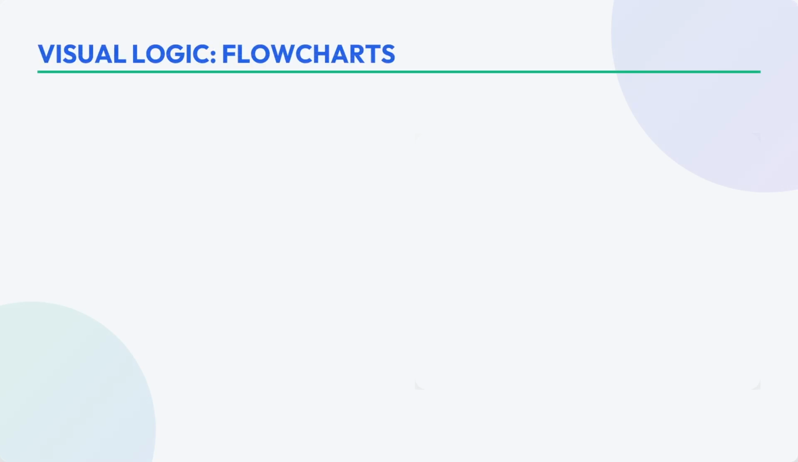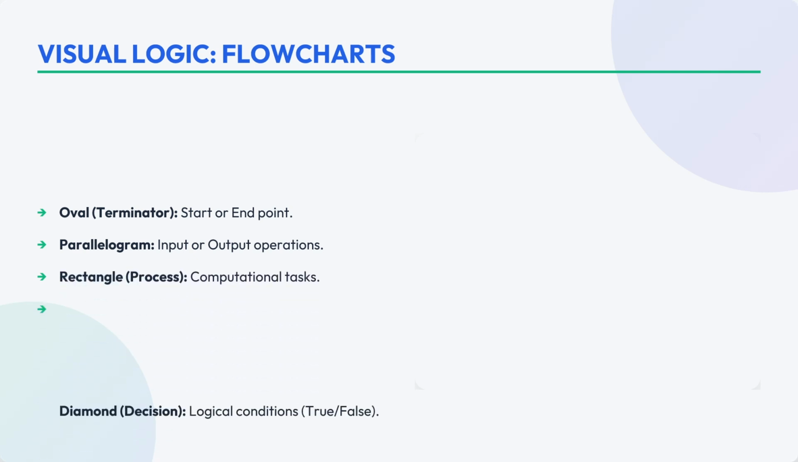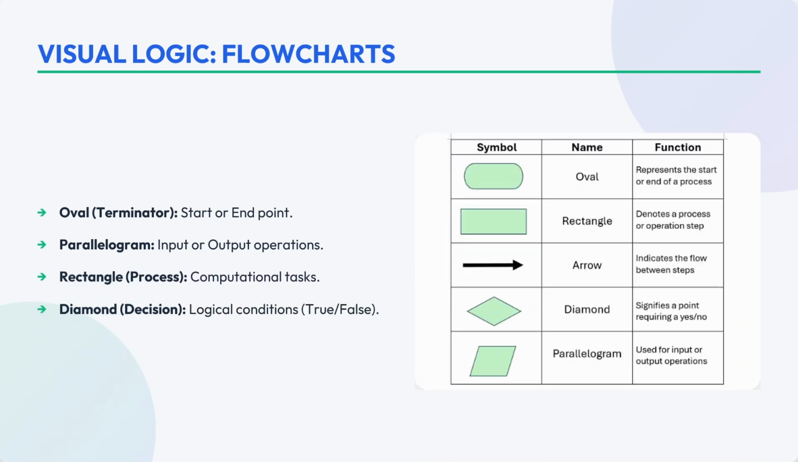Next is flowcharts. What is a flowchart? We discussed that an algorithm is a finite set of procedures through which we get ideas to solve a specific problem. In the same way, a flowchart is also a type of algorithm, but it uses standardized symbols like oval, parallelogram, rectangle, and diamond, and many more.